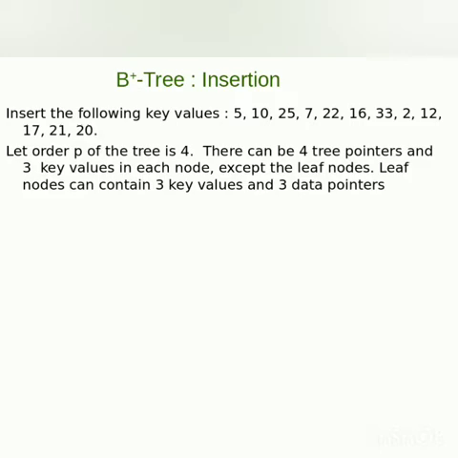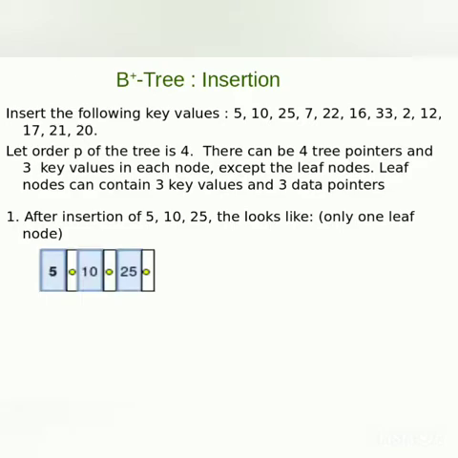Now let us insert 5. We have a leaf node with room for holding 3 values. You can insert 5, no problem. You can insert 10, there is space, no problem. 25, no problem. A maximum of 3 key values you can insert. After insertion, it will look like this. The yellow dot indicates the data pointer for 5, 10, 25.